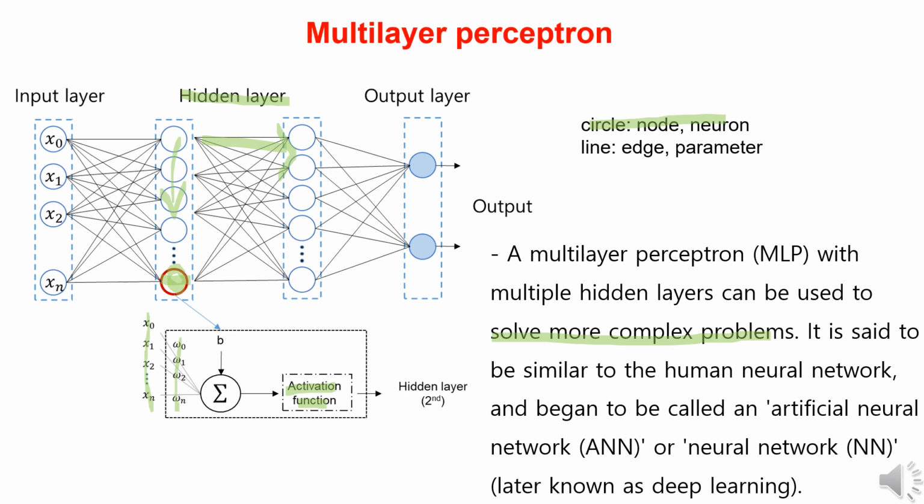This structure is similar to the human nervous system and is therefore referred to as an artificial neural network, or simply neural network. As neural networks evolved to include multiple layers and handle large amounts of data, the term deep learning emerged. Deep learning utilizes deep neural networks to solve even more complex and sophisticated problems.